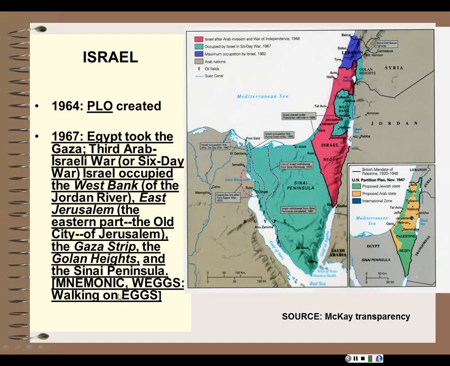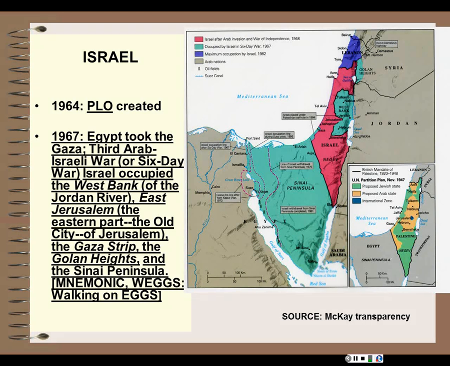In 1964, the PLO, the Palestine Liberation Organization, was created with the goal of establishing a Palestinian state. The PLO was very anti-United States, which it regarded as an imperialist power, and for years the PLO was headed up by Yasser Arafat, its leader. In 1967, the Third Arab-Israeli War, sometimes called the Six-Day War because it lasted 6 days, from June 6th through 11th, was fought, and Israel regarded it as a preemptive strike against its Arab neighbors.